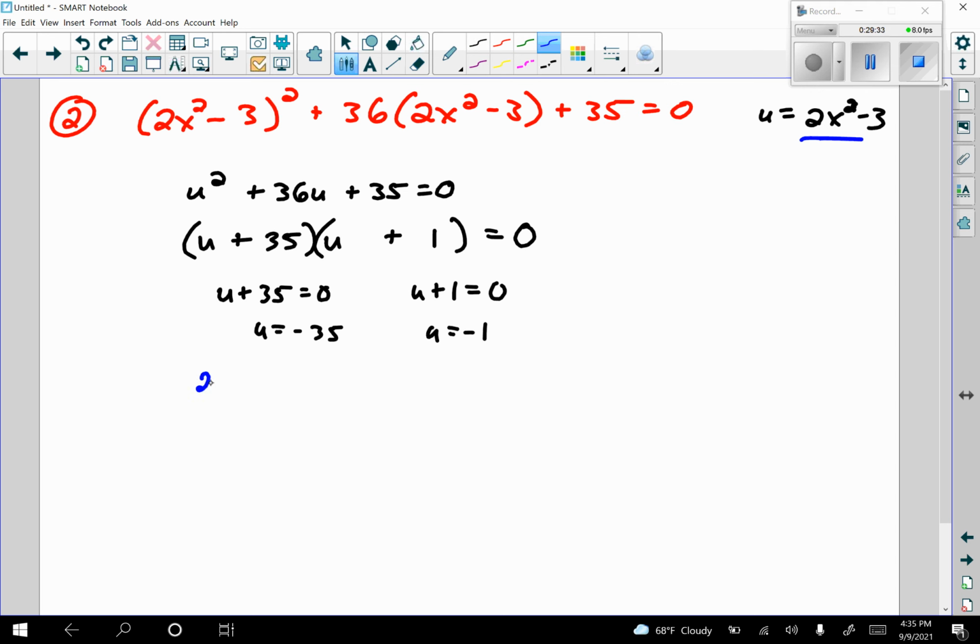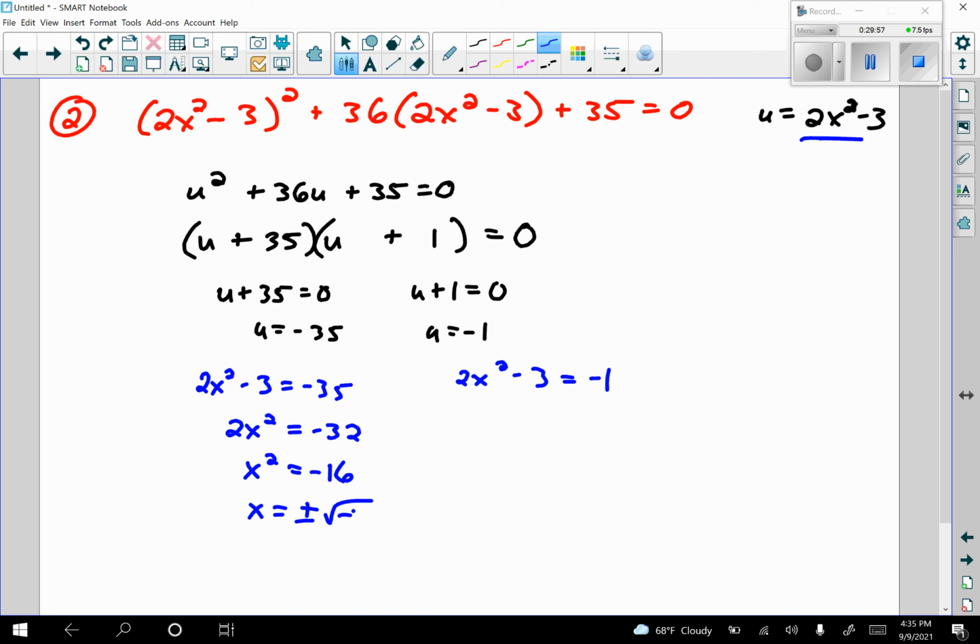So now we're going to say 2x squared minus 3 equals negative 35, and 2x squared minus 3 equals negative 1. So over here, we're going to add 3. We'll get 2x squared will equal a negative 32. Divide by 2, x squared equals negative 16. We need to take the plus or minus the square root. So x is going to equal plus or minus square root of negative 16. And that's going to equal plus or minus 4i.